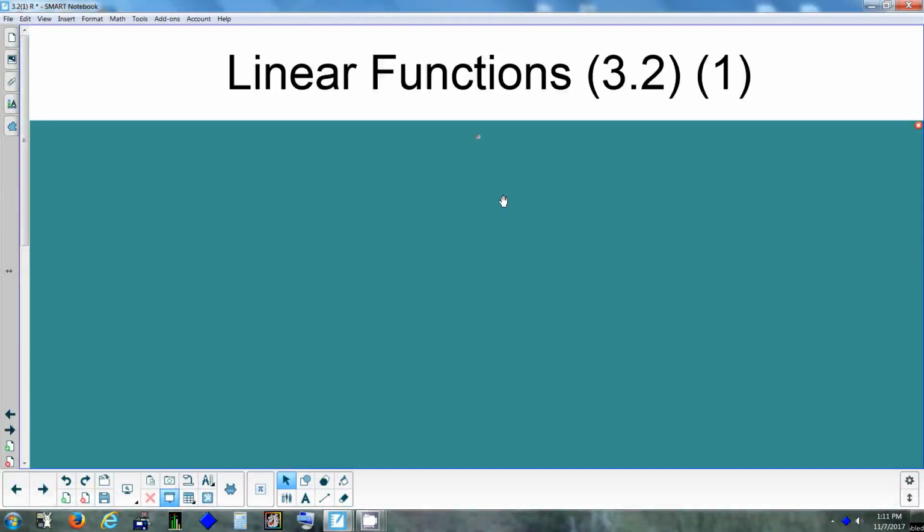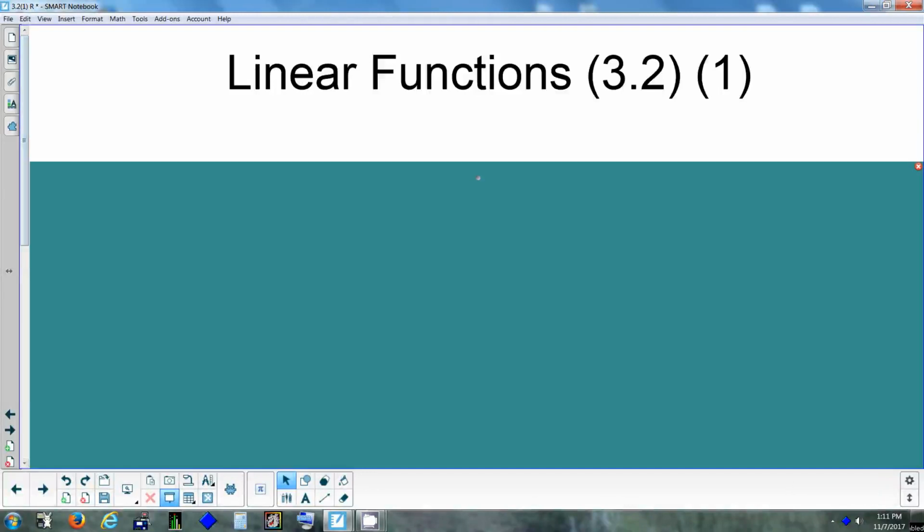So again, we're still going to be talking about functions, but now we're looking at a specific type of function. Alright, we're going to look at that today. Let's see what we got here.